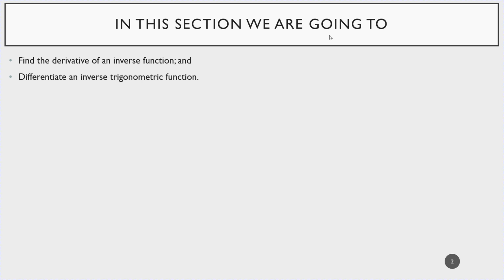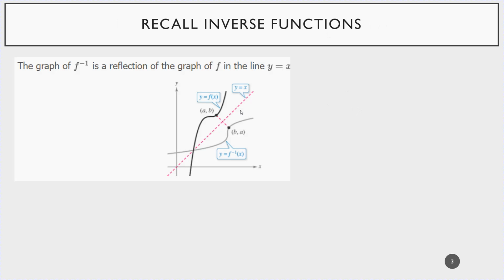There are 6 inverse trigonometric functions, so there are going to be 6 formulas that I'm going to show you for this section. First off, just recall inverse functions. If you have this graph, y is equal to f of x, this is your function. The graph of f inverse of x, this is the inverse function right here. This -1 tells us it is the inverse function.